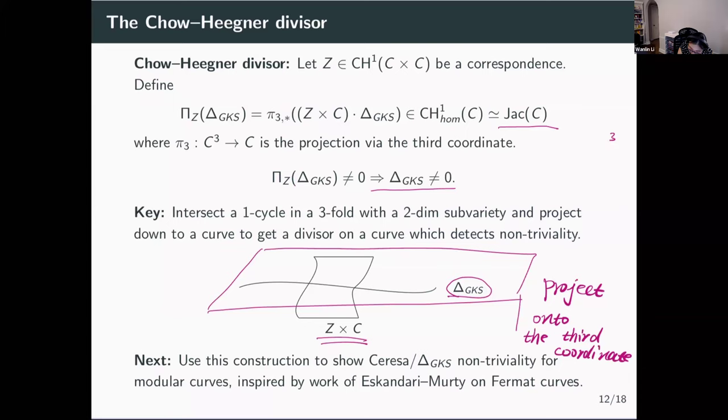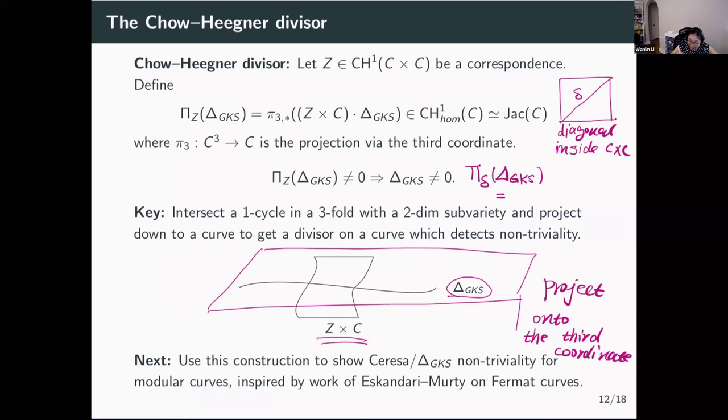I changed the settings so that they assume I only use the eraser once. So let me tell you the power of this very simple construction. Namely, for any curve, we always have a correspondence: the diagonal, delta, inside C cross C. I always have a diagonal as a self-correspondence. If I take Z as delta, and you calculate the intersection, what you will get is exactly (2g minus 2) times your base point minus the canonical class.